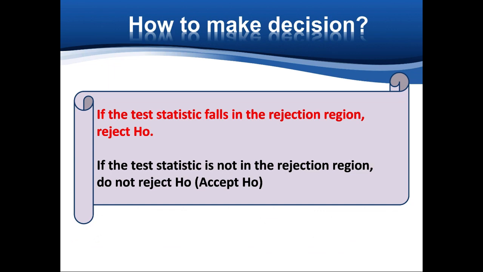After calculating the test statistic, we need to make a decision. If the test statistic falls in the rejection region, reject H0. If the test statistic is not in the rejection region, do not reject H0, or we say accept H0.